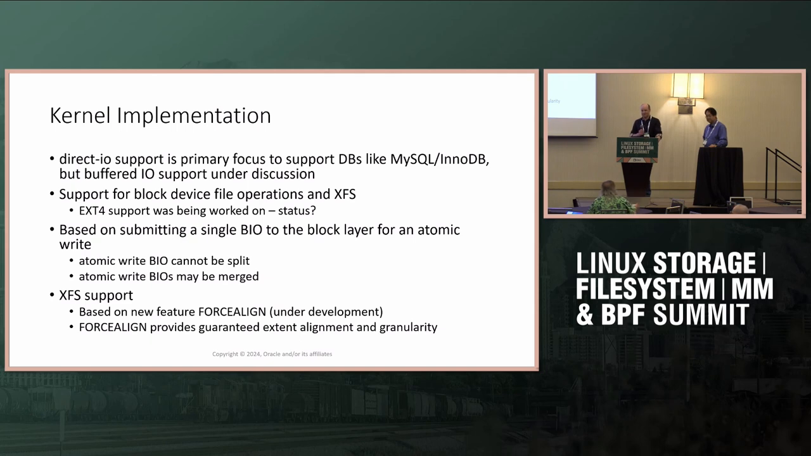Yeah, so I think it would be helpful to work through some real-life examples. So if you have two atomic writes, which you merge together, and then you get a failure on that single I.O., you have to fail both of them, because you cannot tear. And that is okay.